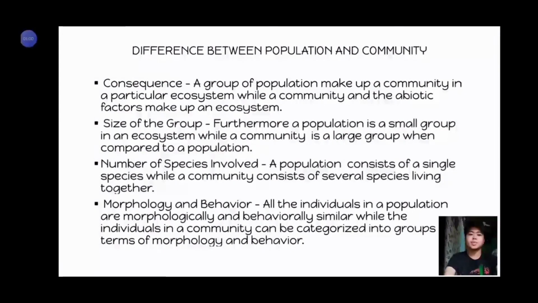Number of species involved. Another major difference between population and community is that a population consists of a single species while a community consists of several species living together. Morphology and behavior. Because of the above, all the individuals in the population are morphologically and behaviorally similar, while the individuals in a community can be categorized into groups in terms of morphology and behavior.